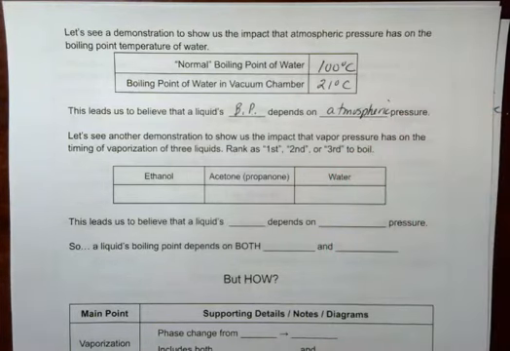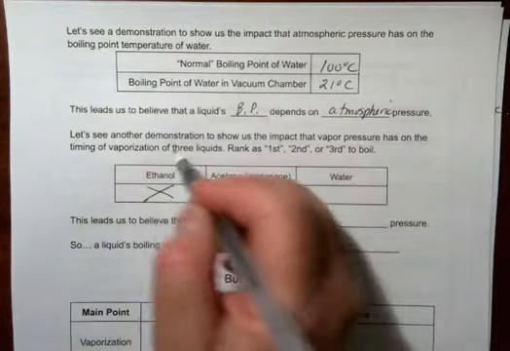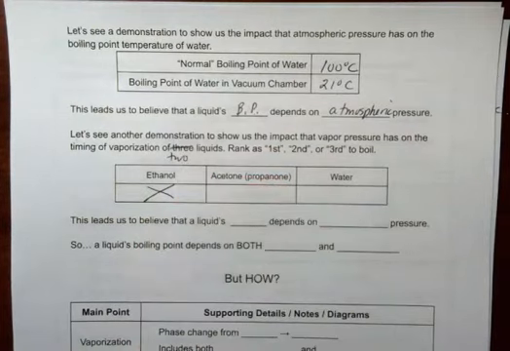So let's see another demonstration to show us the impact that vapor pressure has on the timing of vaporization of liquids. This is actually going to be 2 liquids. I will show you a video of acetone in a beaker compared to water in a beaker. We know that these have different vapor pressures because we just saw their graphs on reference table H. They definitely have different vapor pressures over many different temperatures. Let's see what happens when we put them into a vacuum chamber.